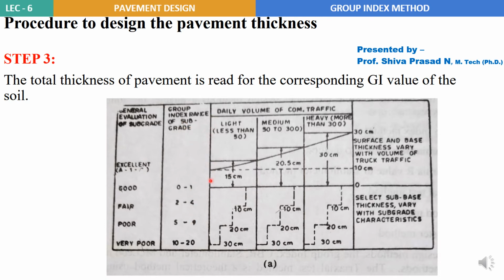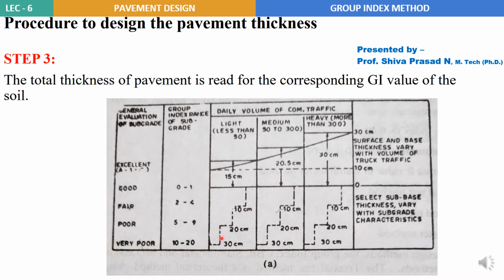Next, we have the daily volume of commercial traffic in this block, and this group index method assumes that the surface and base thickness vary with volume of truck traffic, that is nothing but commercial vehicles. So they assume that the surface and base thickness vary with the volume of the commercial vehicles. So we need to consider the thickness of surface and base layers from this block.